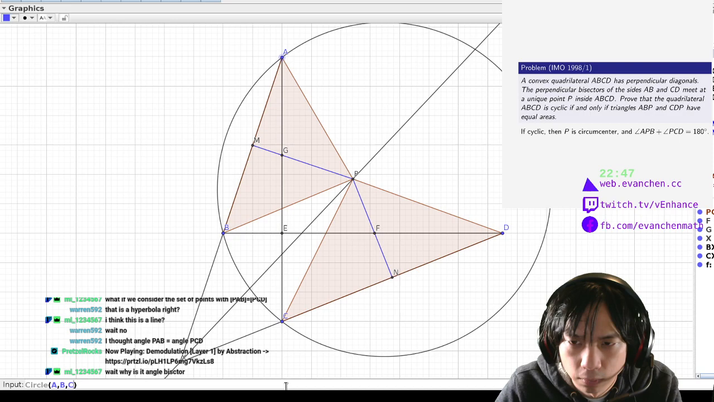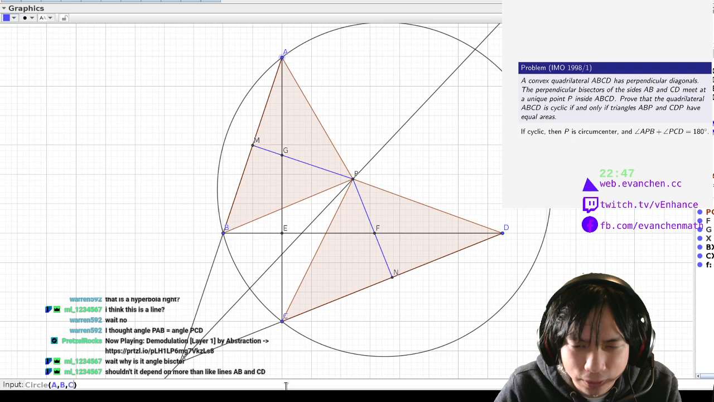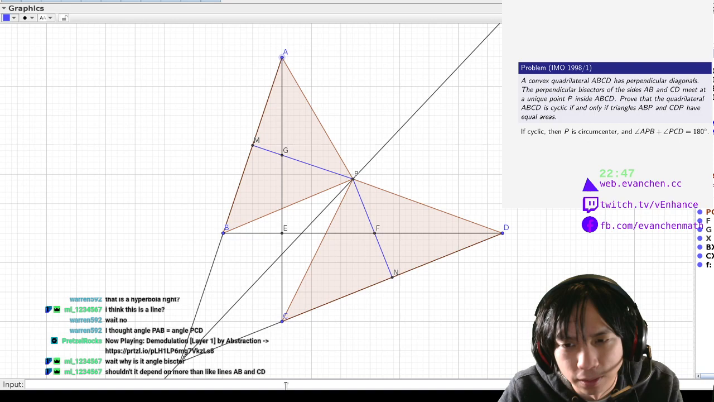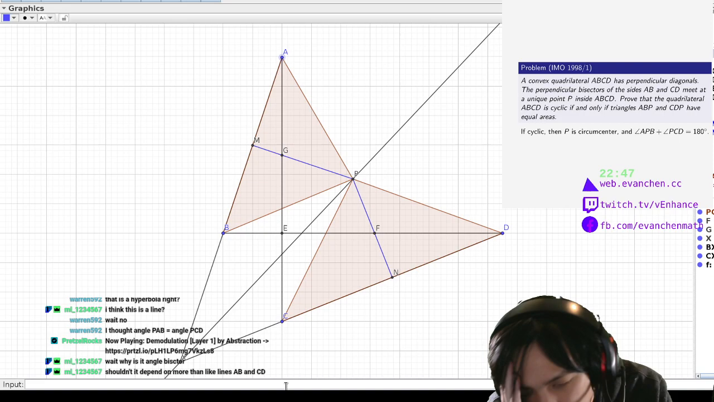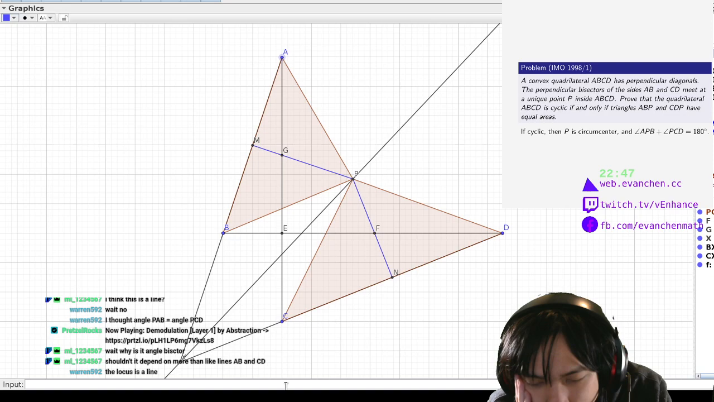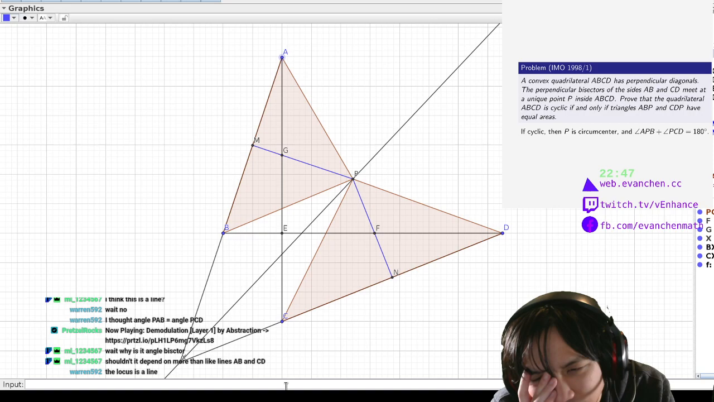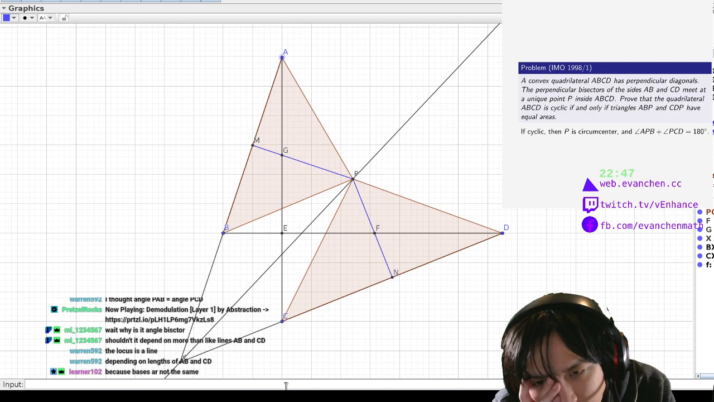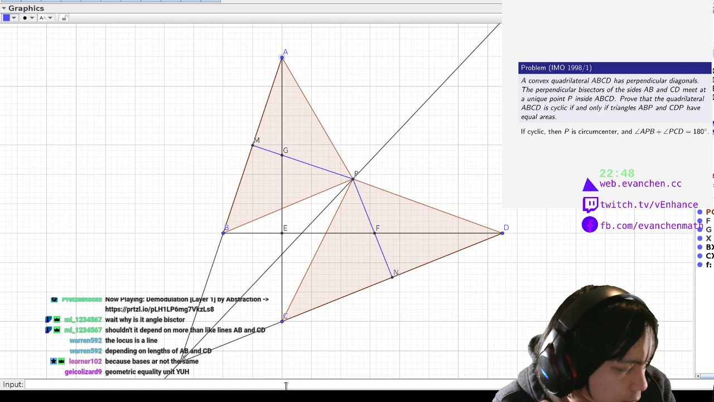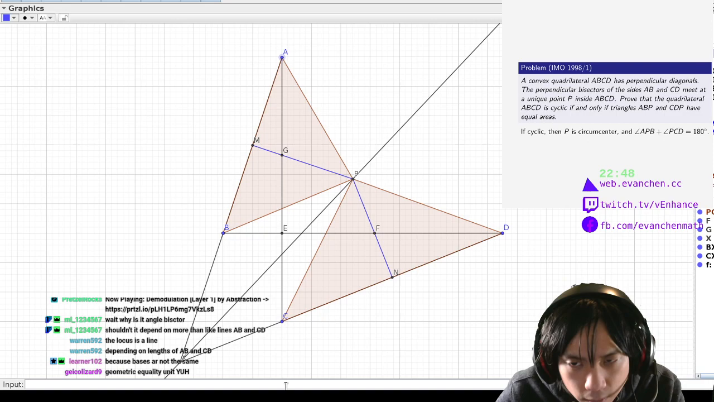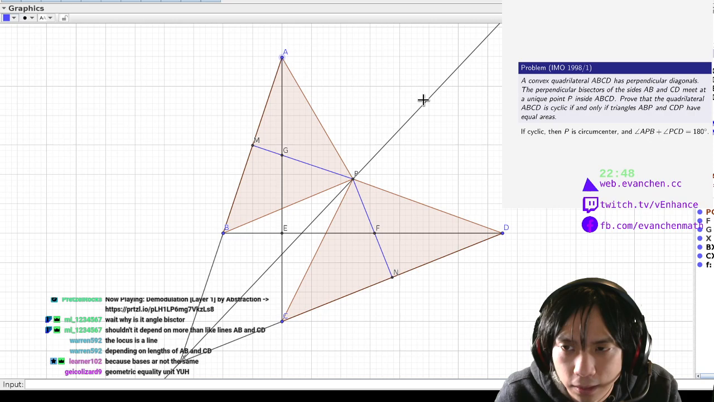Hang on, no. Is it angle bisector or something else? What's the locus? It doesn't depend on AB and CD, you're right. Sorry, it's just a line. It's not the angle bisector, I'm thinking of a different thing. It's a thing with some ratio. Okay, forget the angle bisector thing I said. I'm just being silly.